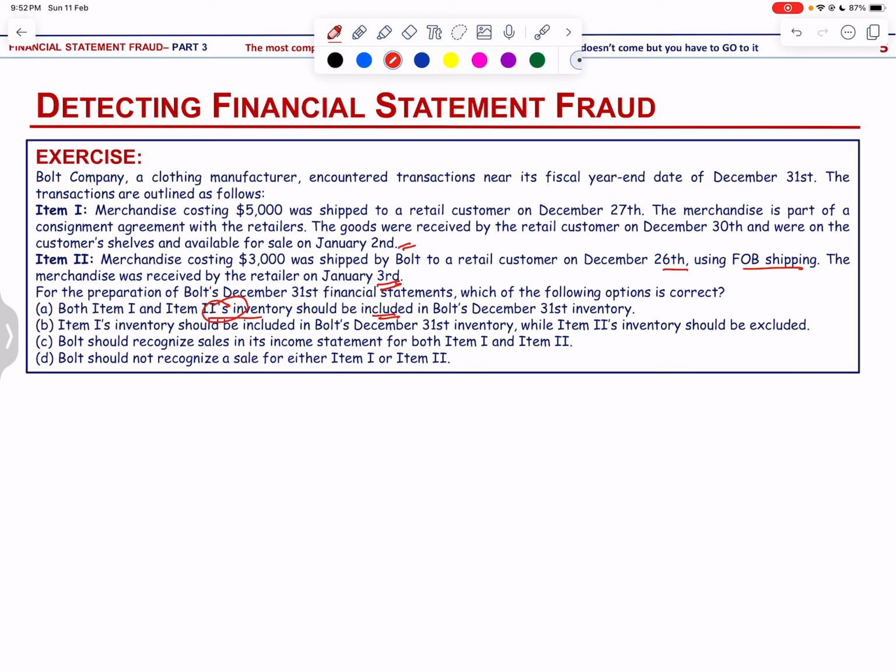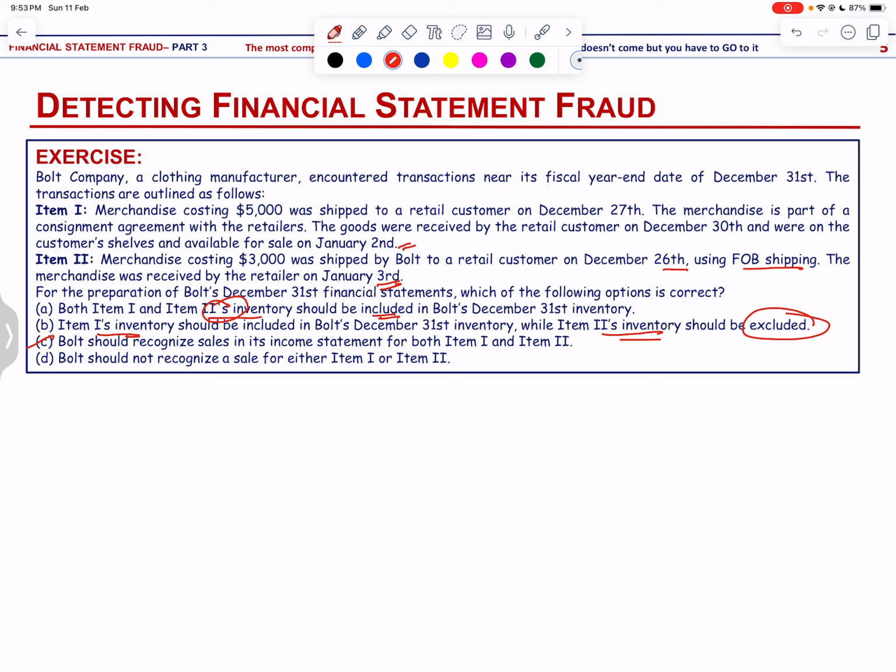So look at number B, item 1 inventory should be included in Bolt's December 31st inventory, while item 2 inventory should be excluded. So option B is the correct choice because item 1 inventory should be included in Bolt's December 31st inventory because under a consignment agreement, the ownership of the goods remains with Bolt until they are sold by the retail customer.